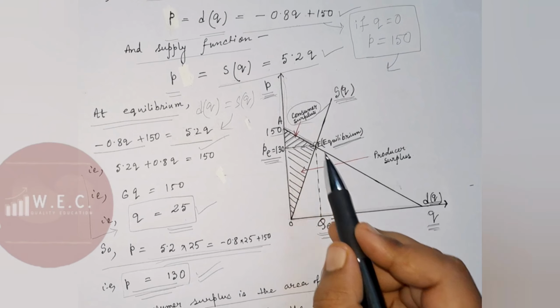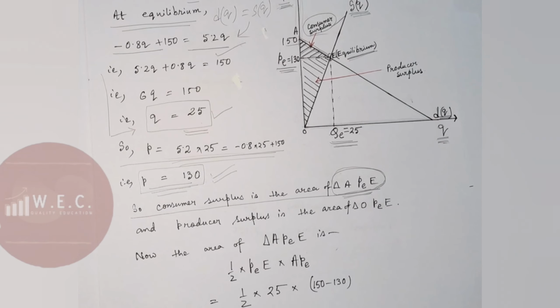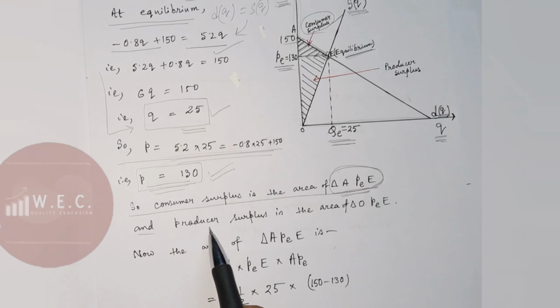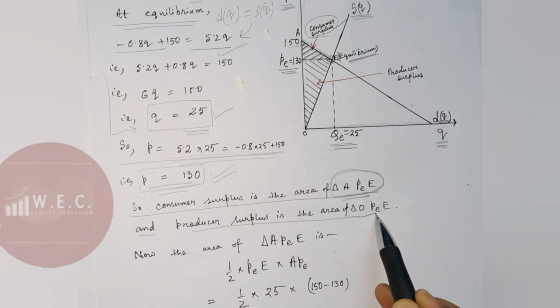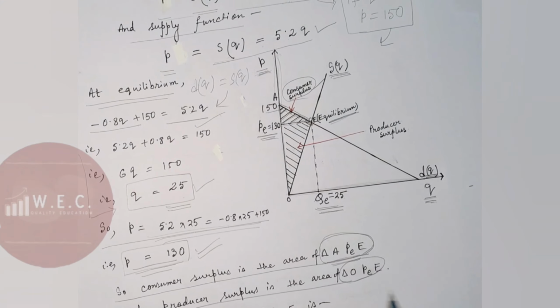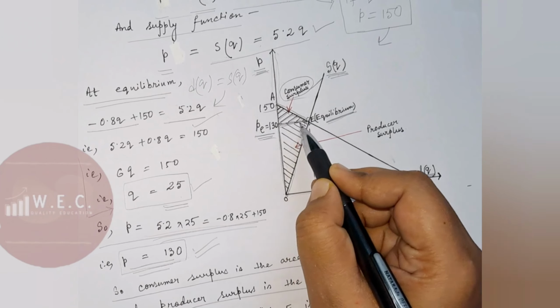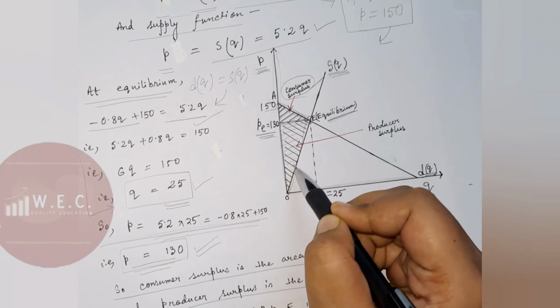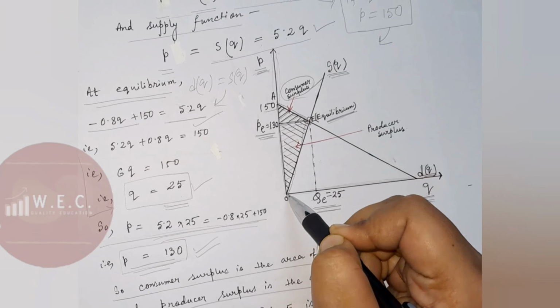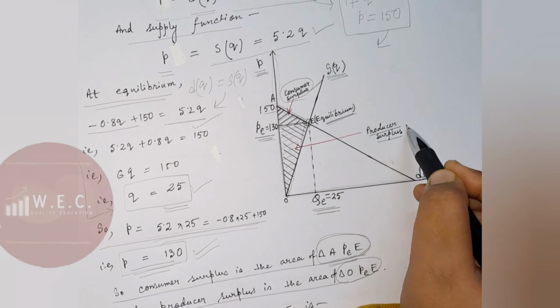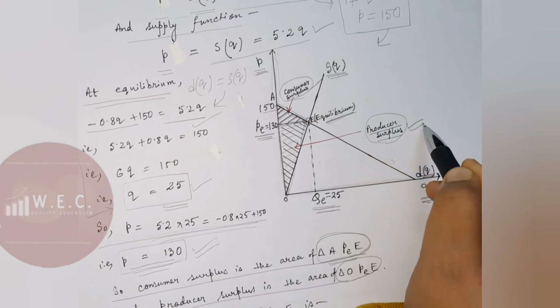Now producer surplus is the area of the triangle OPEE. It is the area below the equilibrium price and above the supply curve or supply function. That is called producer surplus.